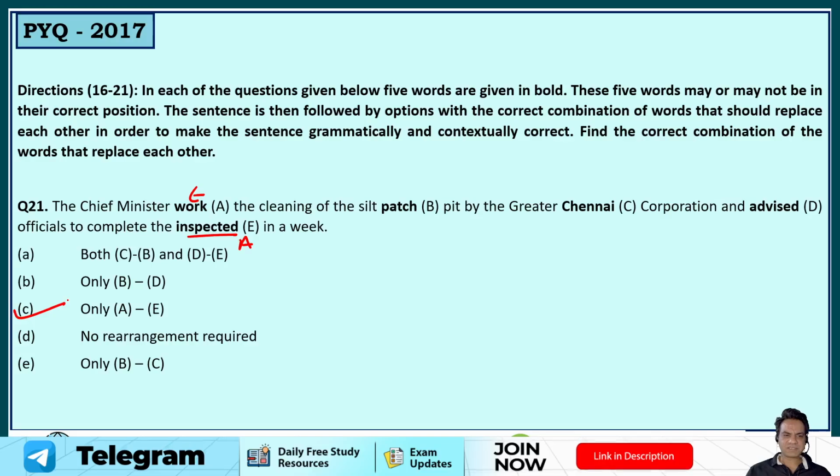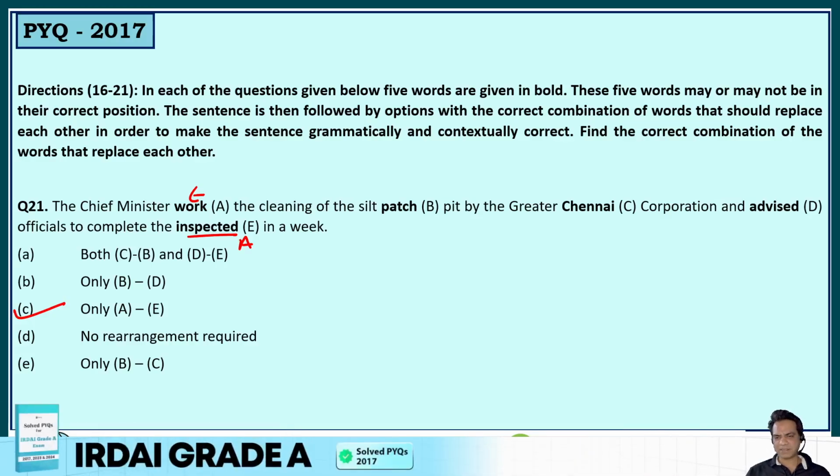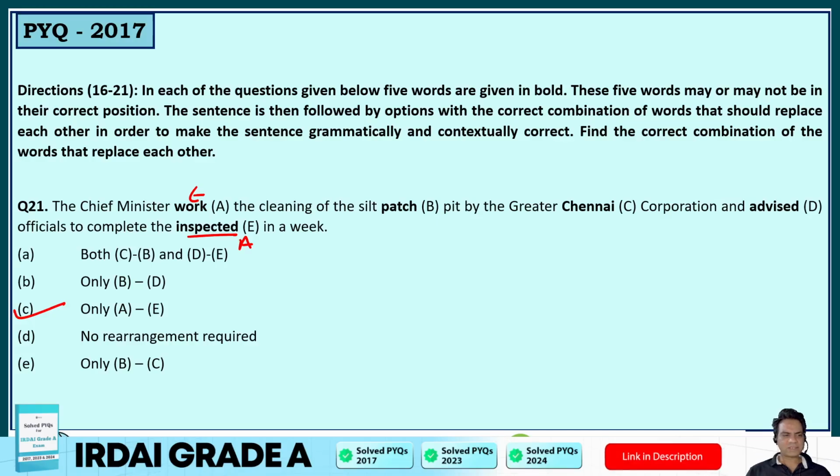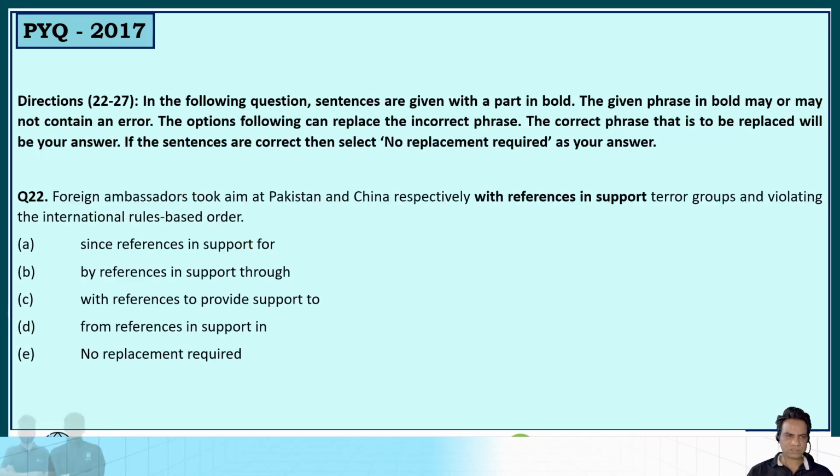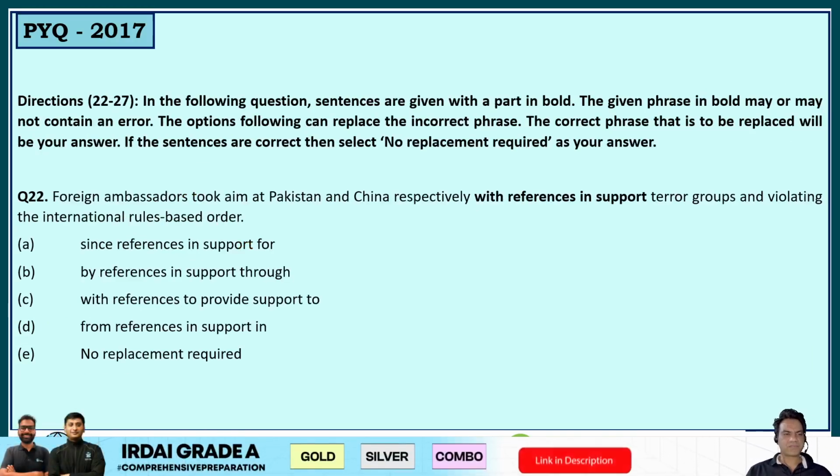So it should be: the Chief Minister inspected the cleaning of the silt catch pit by the Greater Chennai Corporation and advised officials to complete the work in a week. So A with E, option C is the right choice. Okay guys, next set of questions now.